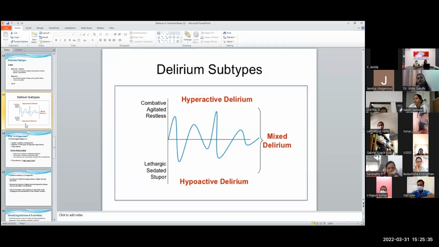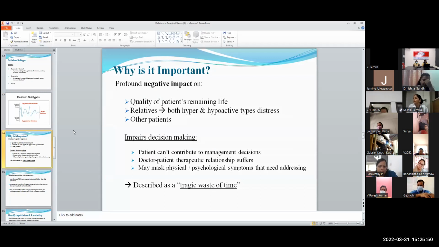See, this is what I told you. Agitated restlessness is hyperactive delirium; lethargic and sedated or in a stupor is hypoactive delirium; and mixed delirium is somewhere in between. Now, why is delirium important? Why have I been telling you that diagnosing or assessing delirium, catching that the patient has delirium or not, is important?